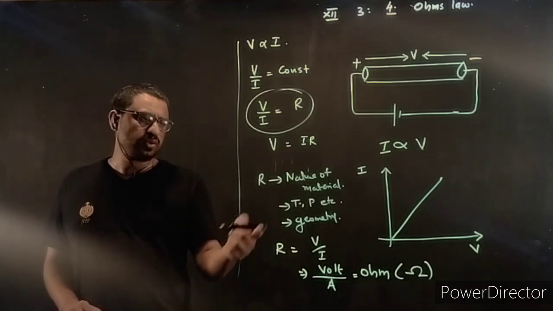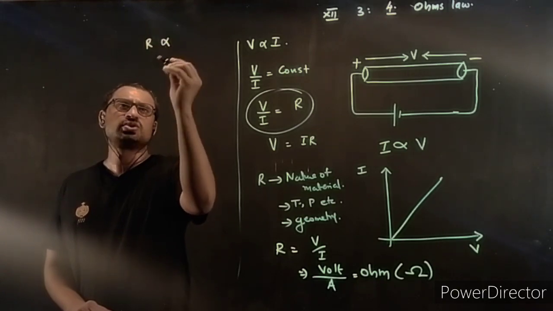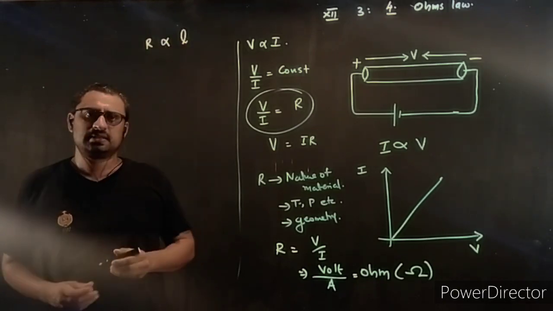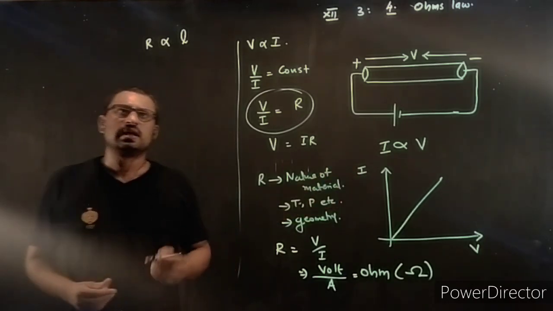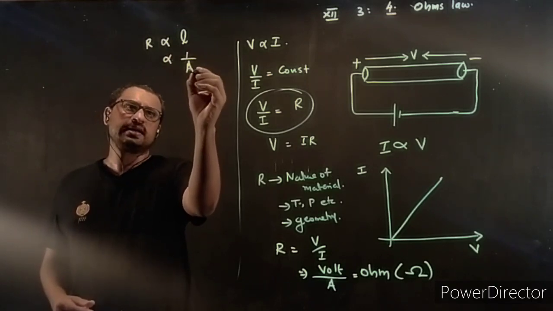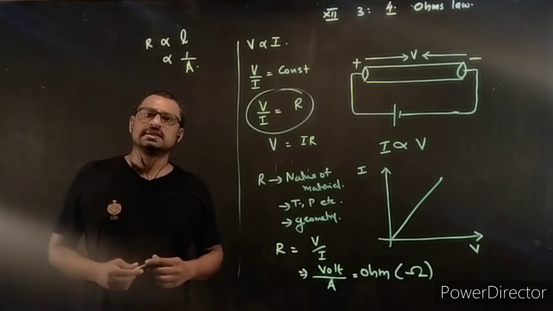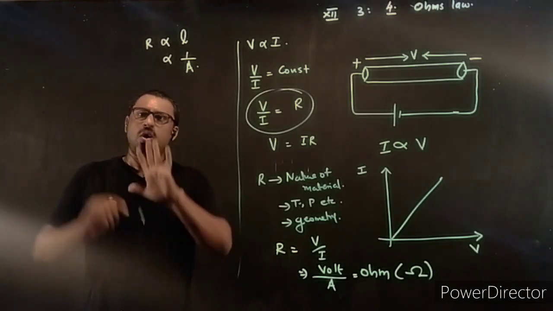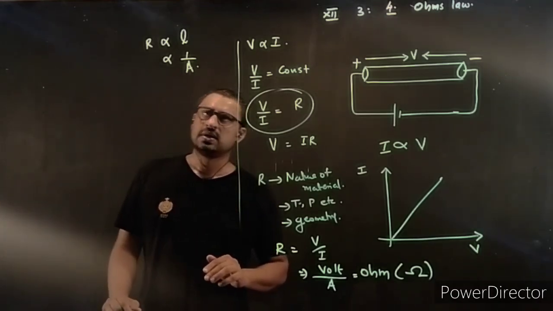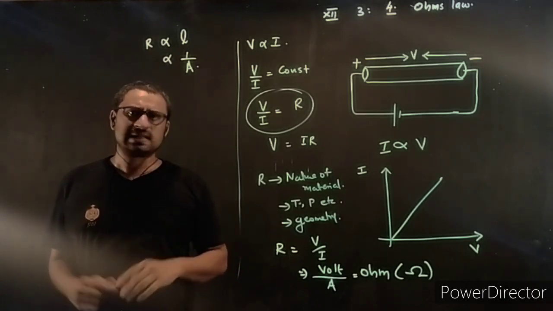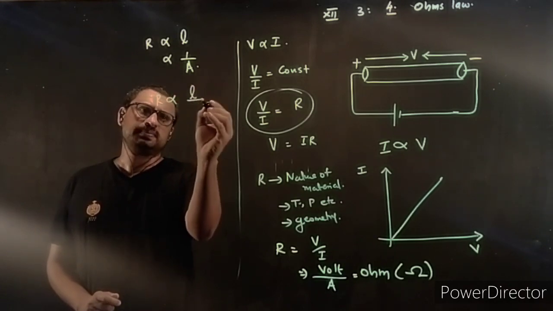See, I told you resistance depends on all these factors. The resistance was found to be proportional to L. More the L, more length, more resistance. And it is proportional to 1 by A. Means what? Inversely proportional to area. What do you mean by that? The broader the conductor, or thicker the conductor, the resistance will be less. So more the area, less is the resistance. That's what we are finding by experiment. So R is proportional to L by A.